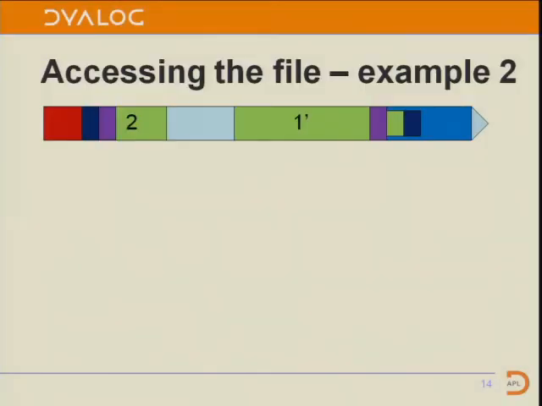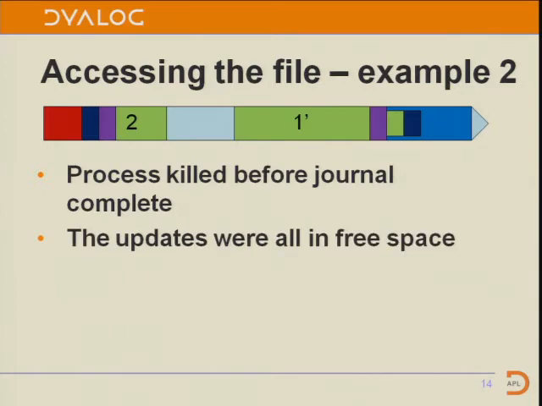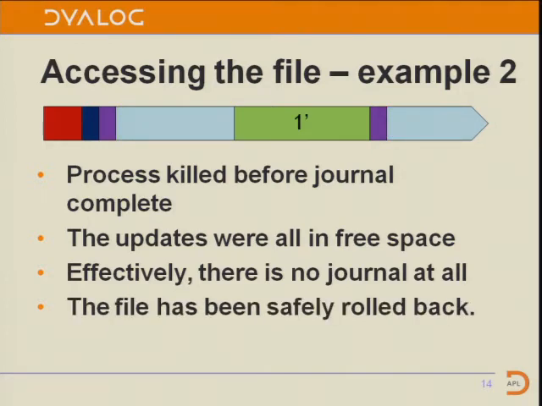And in this second case, we're partway through the update. You can see that we've written some of the journal, but there's no pointer to it in the root. So everything that you see is in the free space. There's no pointer to it in the root. So effectively, there's no journal at all. So again, we just carry on. Now, what's happened here is that we've rolled the file back to a safe position.